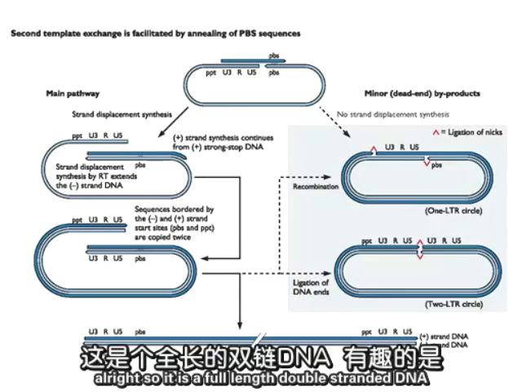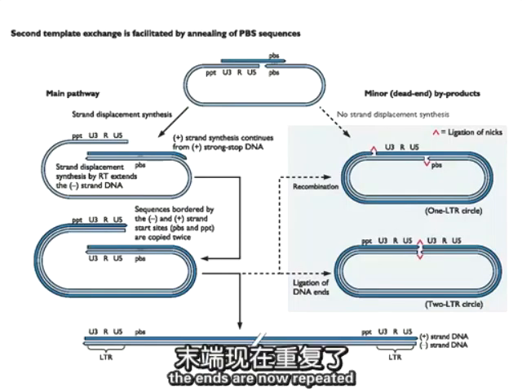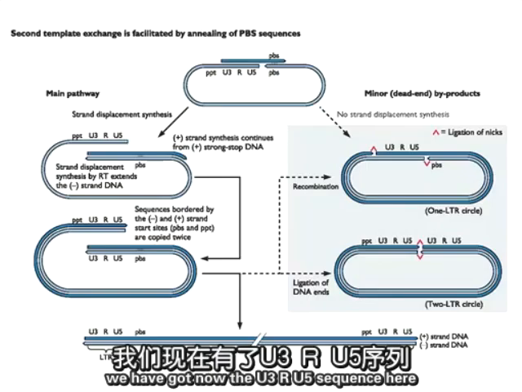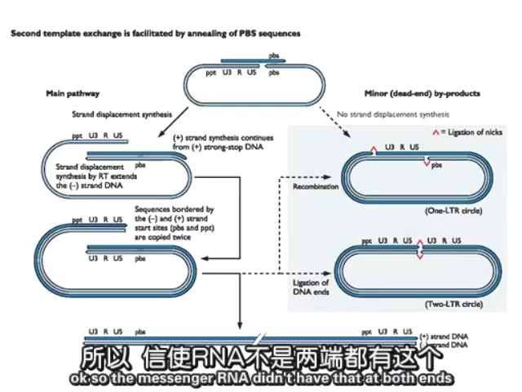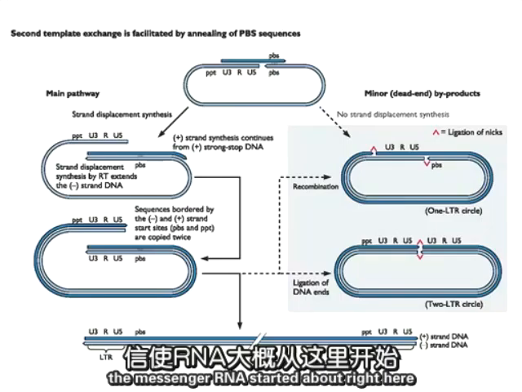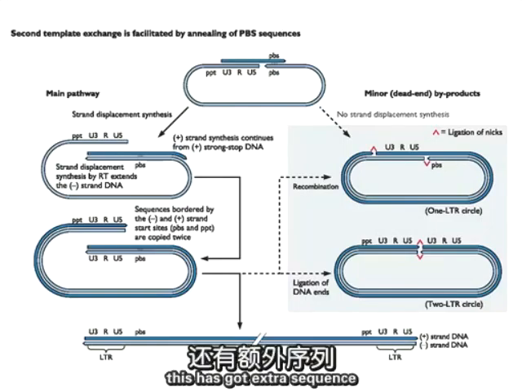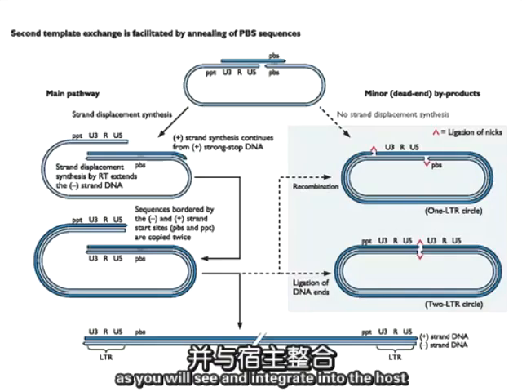All right, so it's a full-length double-stranded DNA, and what is interesting that has happened is that the ends are now repeated. By this funny jumping and copying of ends, we've got now the U3-R-U5 sequence here, and it's repeated, U3-R-U5. Okay, so the messenger RNA didn't have that at both ends. The messenger RNA started about right here at the U5 and ended about in the U3. So this has got extra sequence, and it needs the extra sequence in order to make messenger RNA, as you'll see, and integrate into the host.